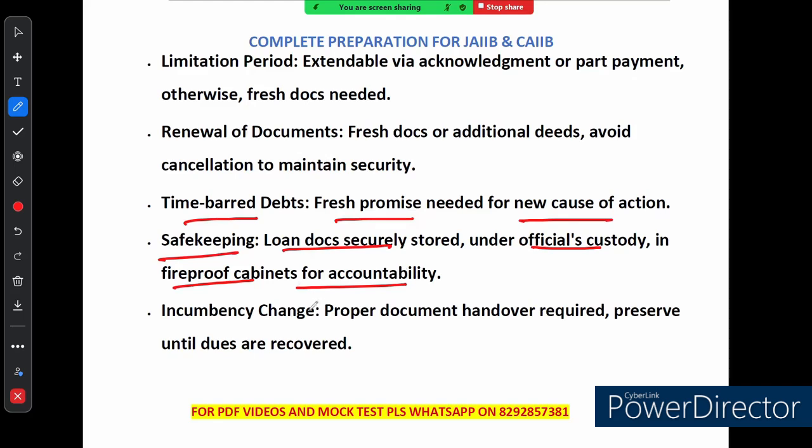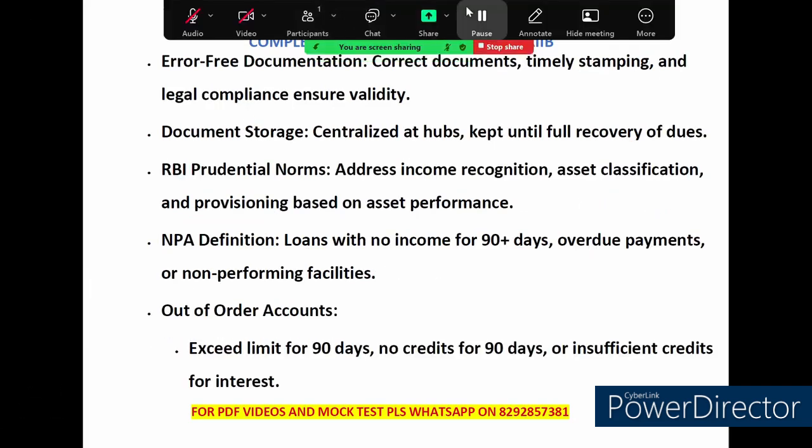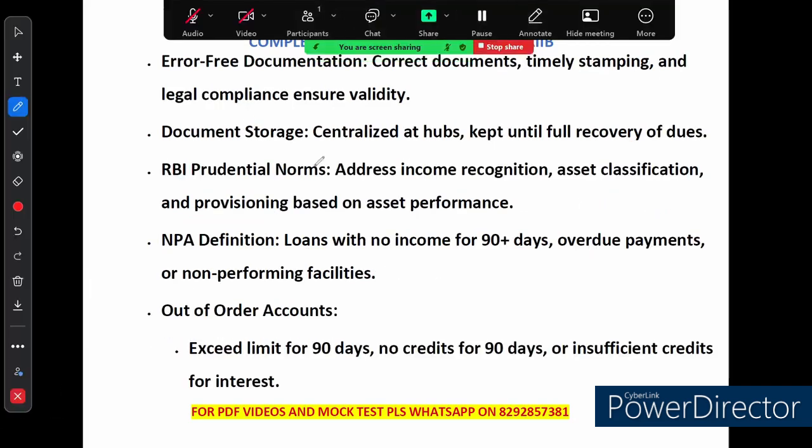Then comes incumbency charge. Suppose there is a new officer who takes over, right? So when a new officer takes over, proper handling of documents is necessary. The documents should be preserved until the loan is fully recovered. Till that point, documents should be preserved. That is called incumbency charge, right? So proper document handover is required and documents preserved until dues are recovered. Remember this.